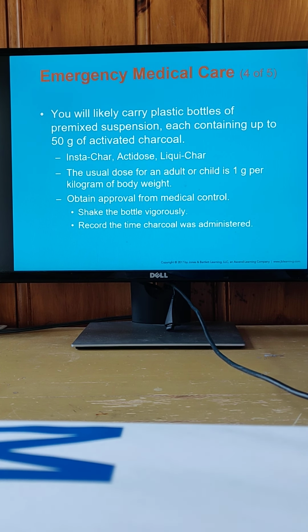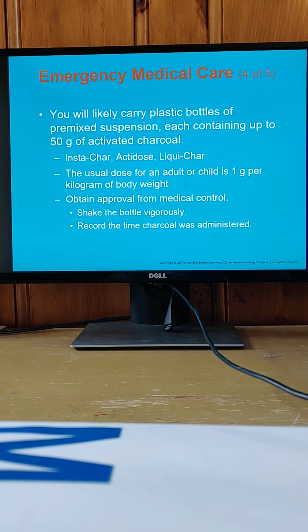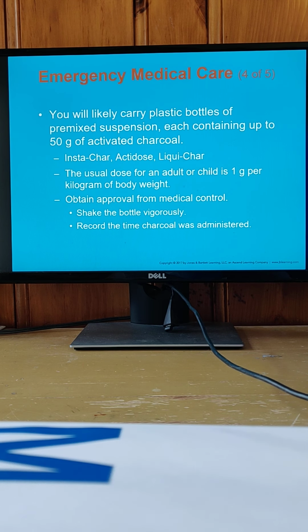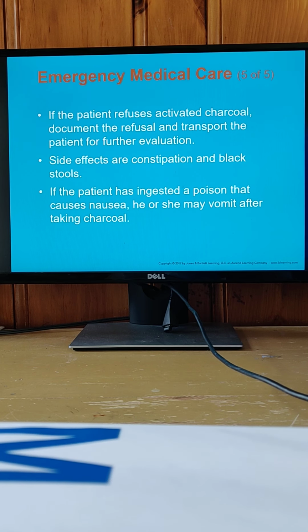Some of the other times you're not going to give the medication would be if they have an altered mental status and can't control their swallowing, or if they ingested a corrosive, caustic, or petroleum product. You can't give it to them because it's not going to do any good. Another adverse reaction: if they do take some of it in, it's going to be hard for them to poop because the stuff is really thick and black.